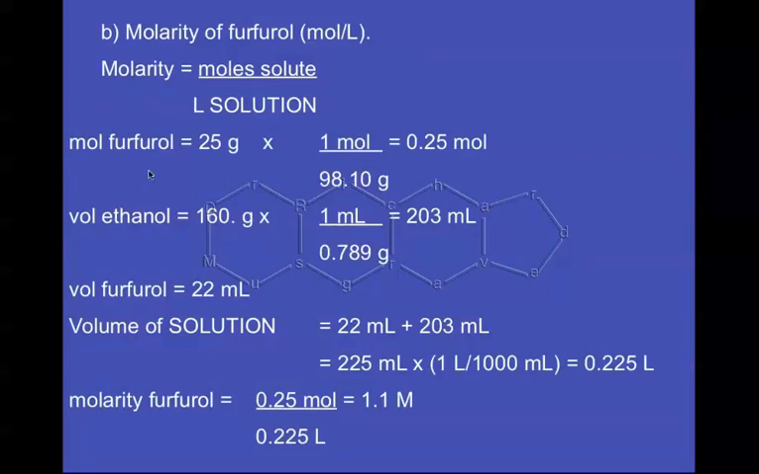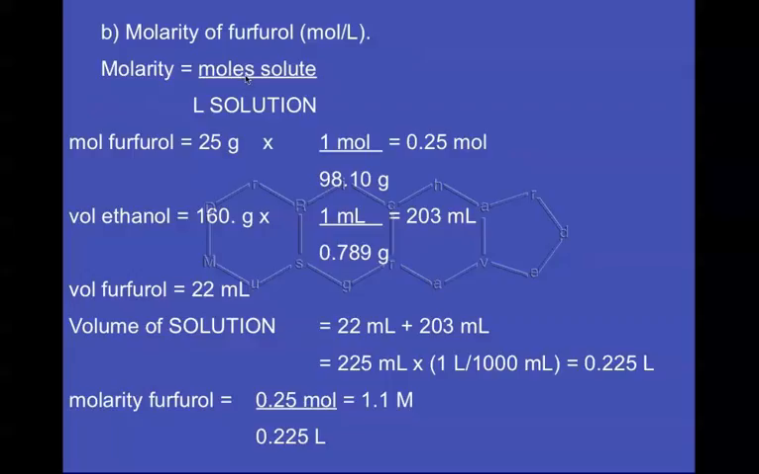So what we're going to have to do is find the volume of ethanol used here. We've been given 160 grams as the mass. We've also been given the density, and as before we can find the number of mils by multiplying by 1 over the density. So mass times 1 over density, or mass divided by density, and this would be 160 grams times 1 mil over 0.789 grams, where the density was 0.789 grams per mil. You can see the grams will end up cancelling and leave us with 203 mils as the volume of ethanol. The volume of furfural was given to us in the problem as 22 mils, so the total volume of solution will be 22 mils plus 203 mils, which is 225 mils.